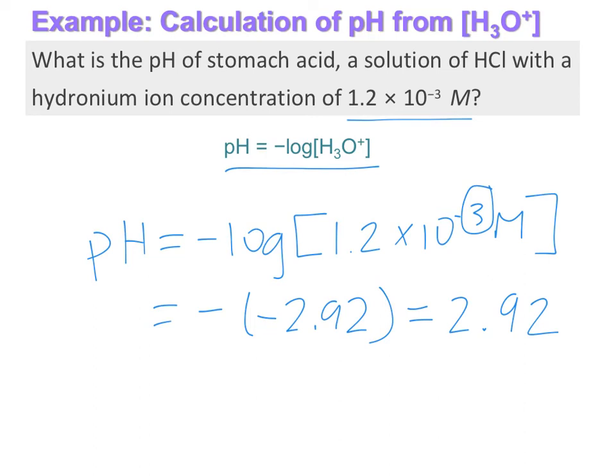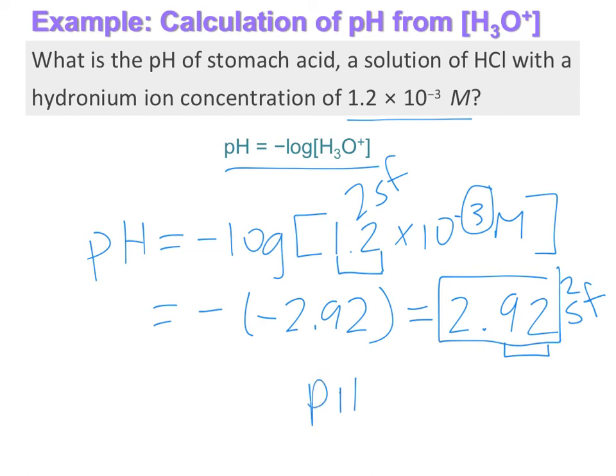And remember that the number of digits you keep on the end of your pH is related to the number of digits you started off with in the scientific notation value of your concentration. So right here is 2 sig figs, so you should end up with 2 sig figs on the decimal portion of your pH. So our pH is equal to 2.92. In terms of how you plug this into your calculator, you would just put the negative sign, then the log, then enter your concentration, close parenthesis, enter.